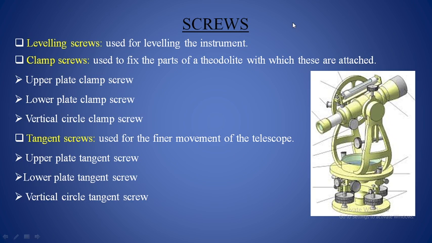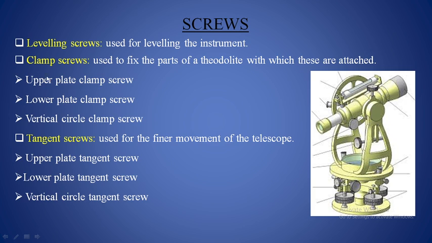The next part is screws. You are all familiar with foot screws while using the dumpy level, and also the focusing screw. Now here the extra set of screws are called clamp screws and tangent screws, which are fitted to the theodolite. Leveling screws are nothing but foot screws, which are used to level the instrument with reference to the altitude bubble or the plate level for the horizontal measurements.